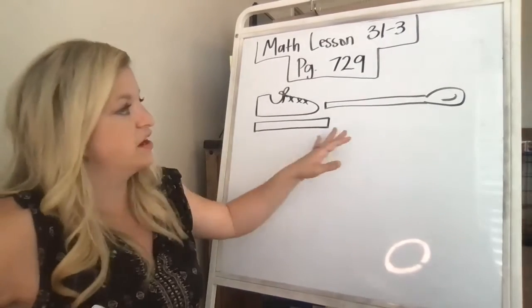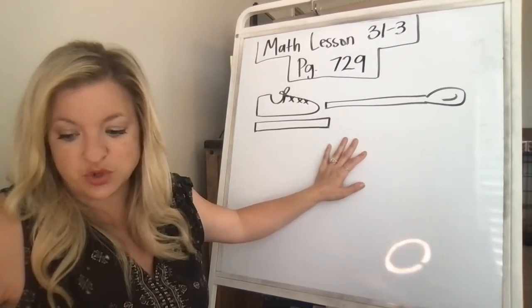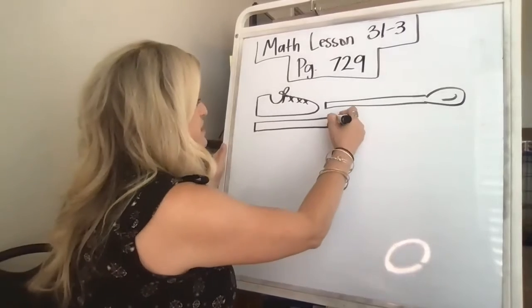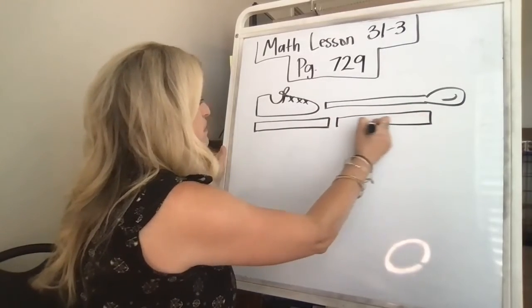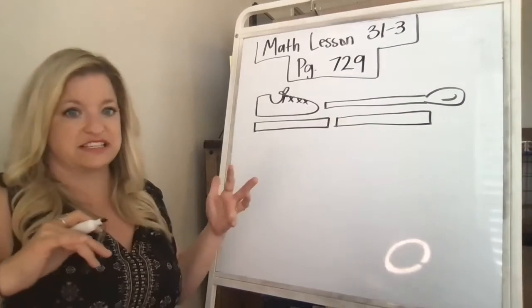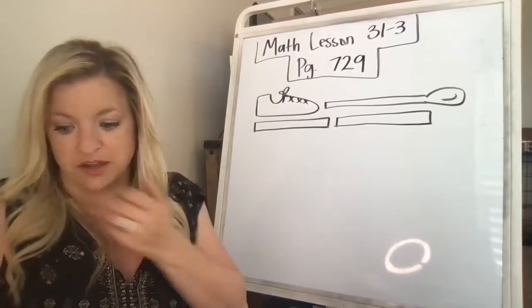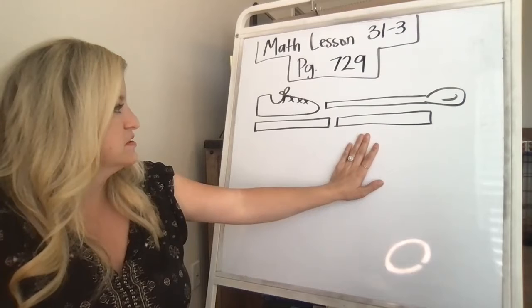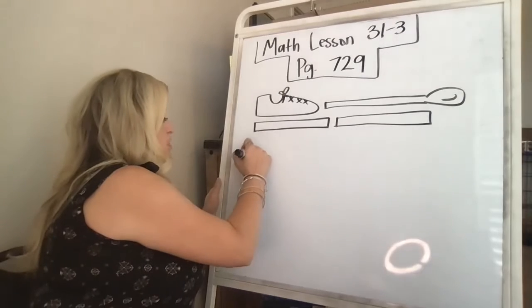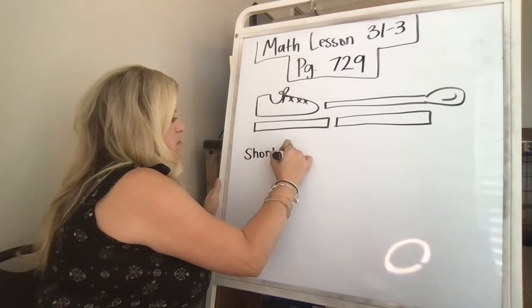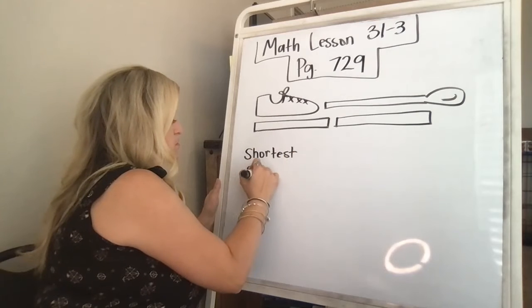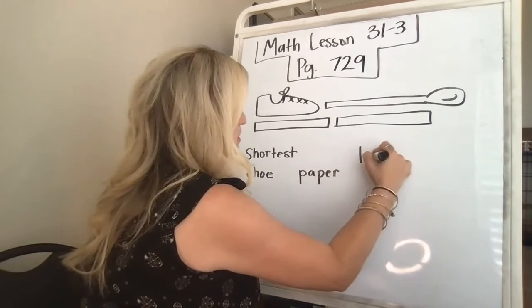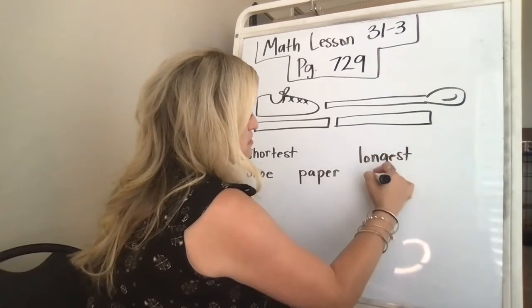So I'll read it one more time. This shoe is shorter than a strip of paper. The spoon is longer than the same strip. So if I take this strip of paper and I put it here, and I'm just guessing that they're the same length, eyeballing it, look at how much longer the spoon is. So shortest would be the shoe, then the paper, and longest is the spoon.